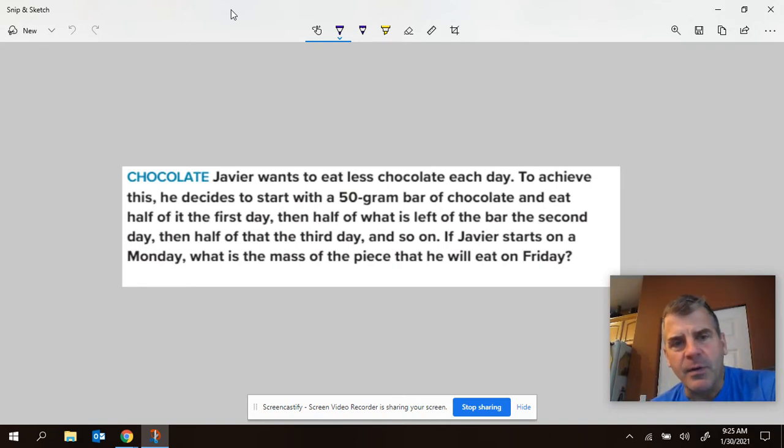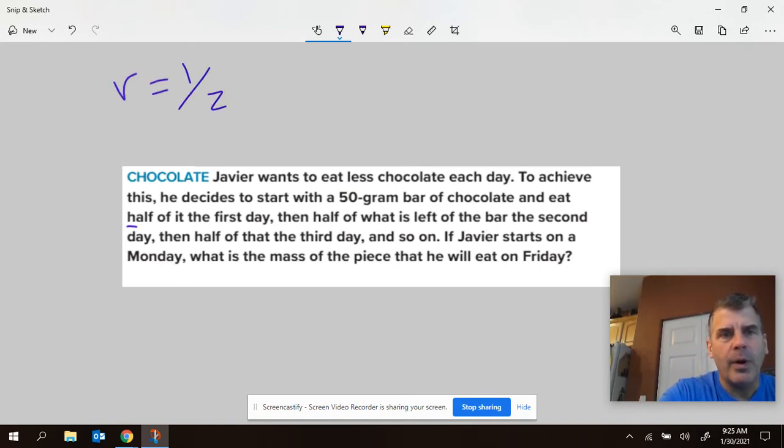So first of all, it looks like we're involved in a geometric sequence. Also, think about it. This is a certain type of exponential growth or decay. So it's really a decay problem with what we've done in the past. We're taking half of this each time. So we can identify the common ratio here is 1/2. And we're beginning with this 50-gram bar of chocolate. So our beginning amount, or our first term, is 50.